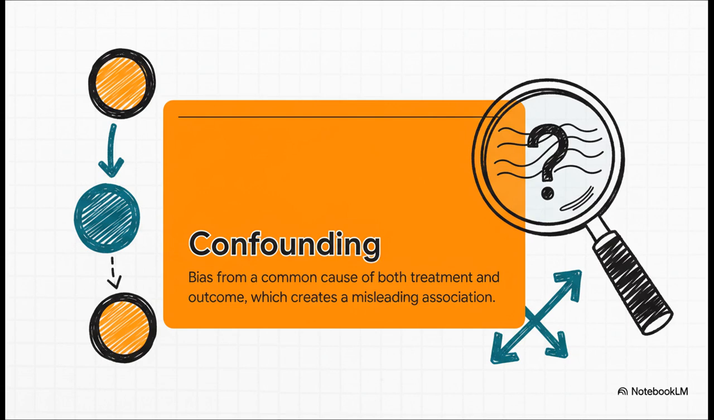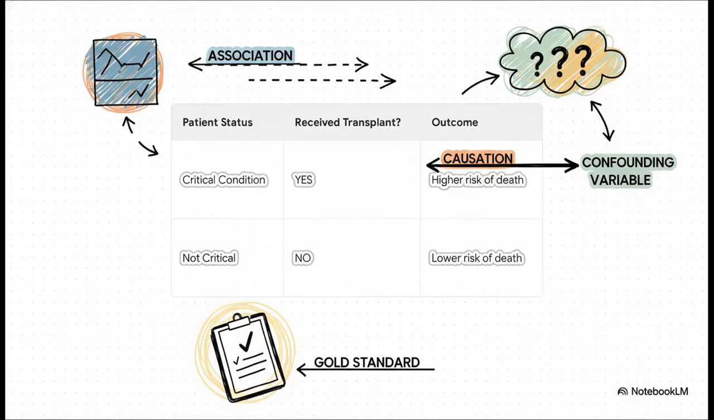It's a hidden third factor that's connected to both of the things you're trying to study, and it totally messes up the picture, creating a link that isn't really there. This slide shows exactly how confounding can twist our brains into a pretzel. If you just looked at the raw data, you might see that more patients who get a heart transplant die. You might think, wow, heart transplants are dangerous. But hold on, what's the hidden spoiler?